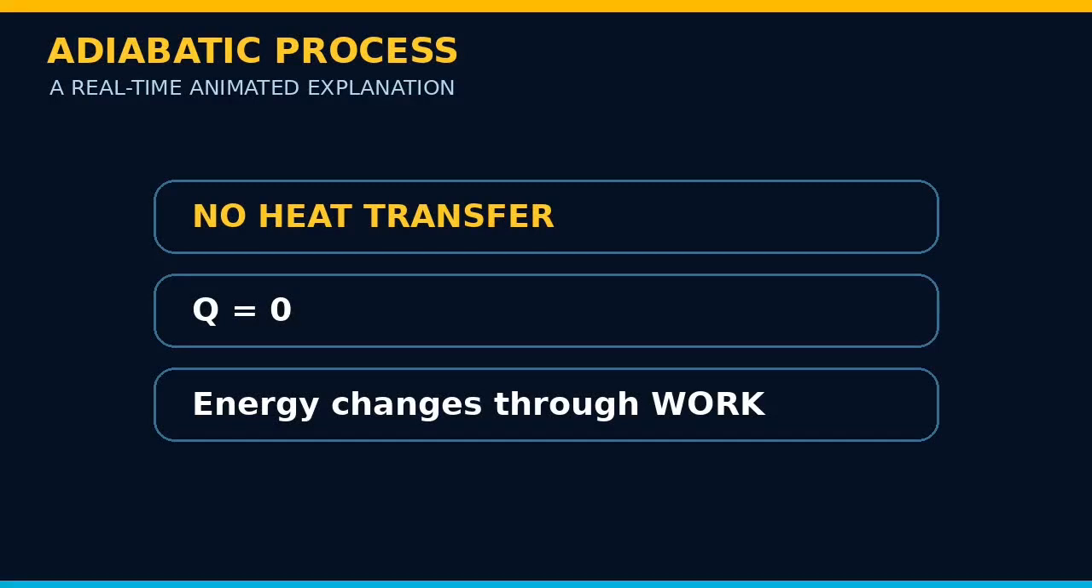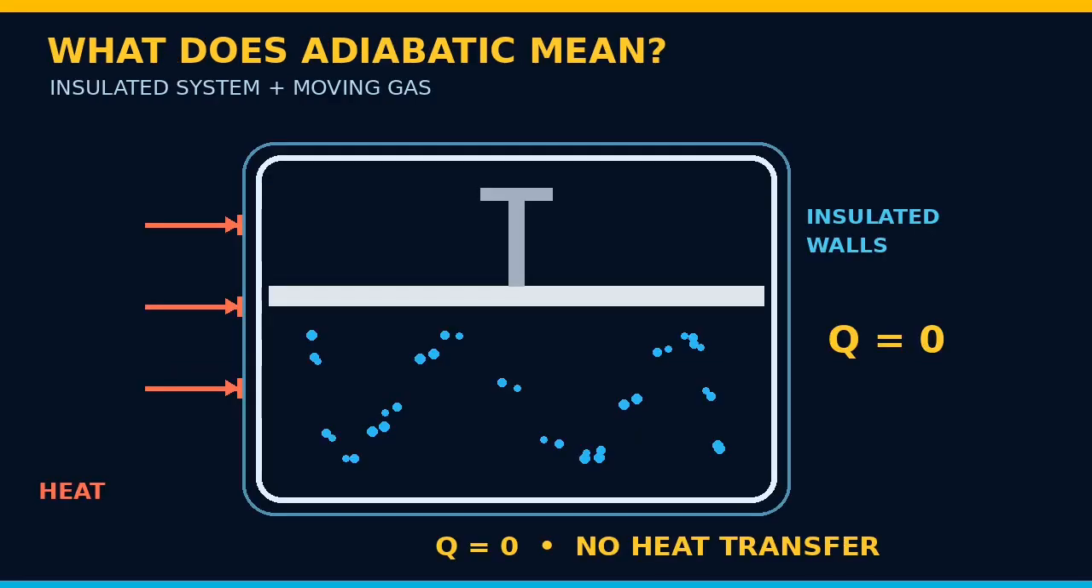Hello everyone, today I am going to explain an important concept from engineering thermodynamics called the adiabatic process. It is a very useful concept for understanding how gases behave during compression and expansion. An adiabatic process is a thermodynamic process in which there is no heat transfer between the system and its surroundings.